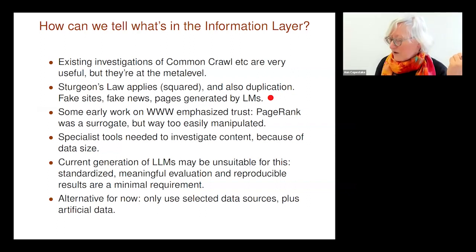Sturgeon's law applies. The polite version of this is 90% of everything is crud. I think that's sort of squared for the web. Duplication is a massive issue. And of course, fake sites, fake news, pages generated by language models. So how much data there really is out there in the information layer, we don't know. And how do you get at the good stuff? This notion of what the good stuff is, is very unclear.